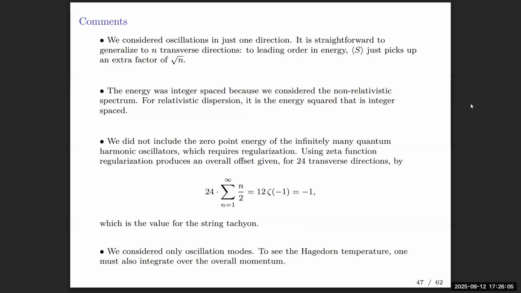The other thing is, as I mentioned, this is the non-relativistic string, right? So if you instead use relativistic dispersion, right, then it's not the energy that has the integer spacing, rather it's the energy squared. That's to say because I'm only concerned with the oscillation modes, right? If you want to see this Hagedorn momentum, there's also an overall momentum you could bestow on the string, right? We're just looking right now at a stationary string and its excitations.